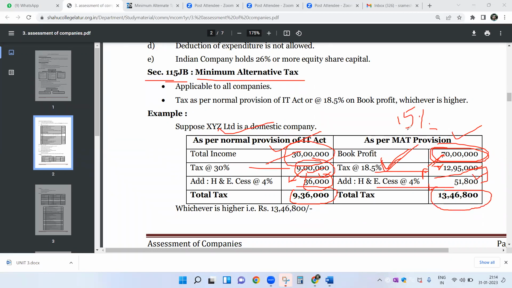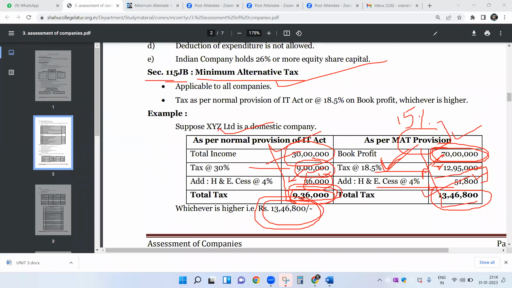Now you see, according to MAT provision, the tax you have to pay is 13 lakh 46,800. According to normal provisions of the Income Tax Act, it is 9 lakh 36,000. Which one is higher of these two? 13 lakh 46,800 is higher, so this the company has to pay as income tax. This is the significance of MAT provision, minimum alternative tax. Did you understand? Yes, sir. Remember, it is applicable to all companies in India, whether it is a public company, private company, or whatever company it may be.